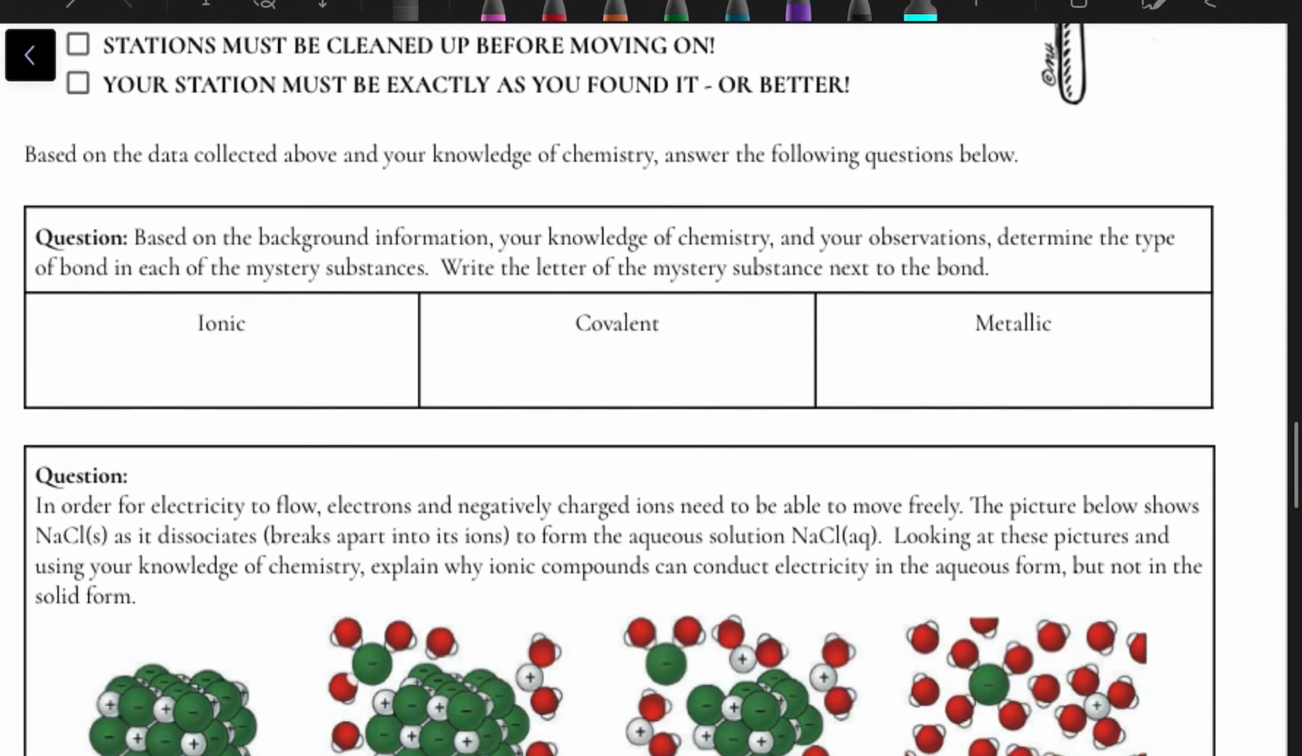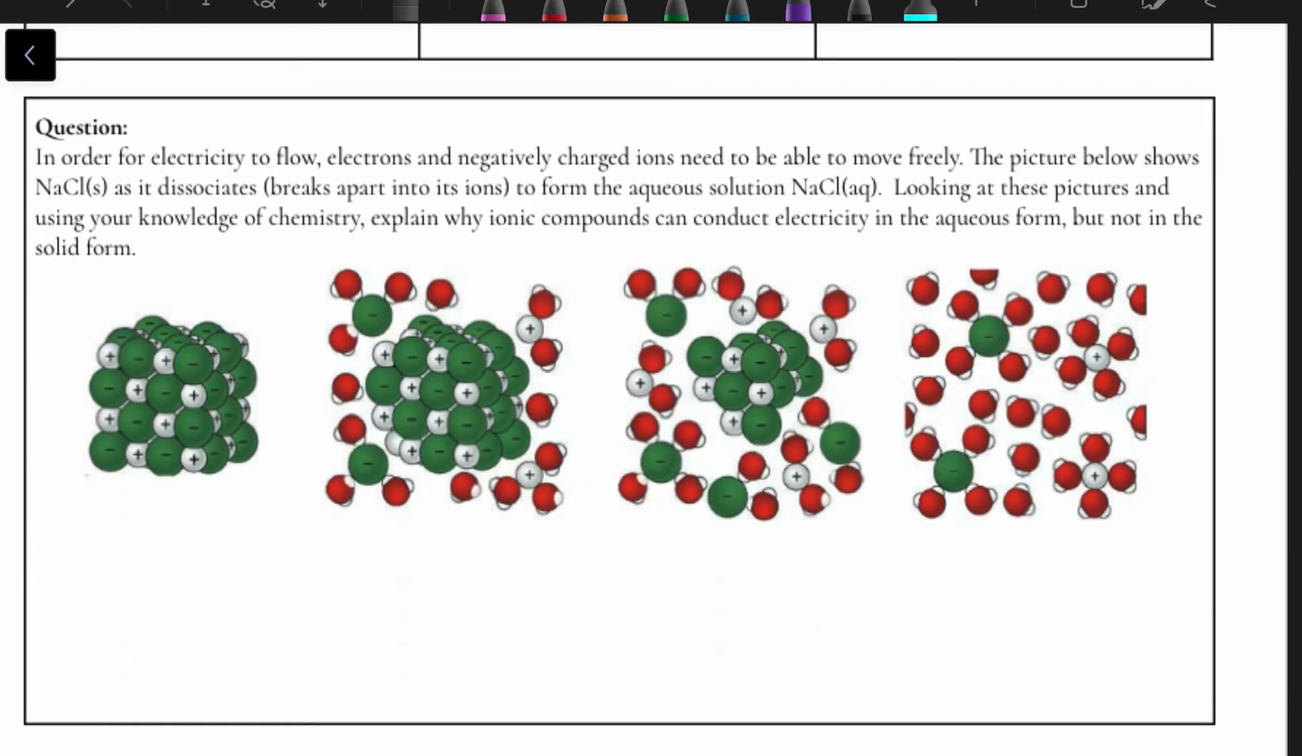Now, based on the background information and the questions you had there, you should be able to identify substances A, B, and C as either an ionic, covalent, or metallic bond. The metallic bond one is going to be a lot easier to identify, but the ionic and covalent you should be able to identify based on the results of all 4 tests. Lastly is this question, and you have this picture to base it on. Answer it as best as you can and explain why ionic compounds can conduct electricity in the aqueous form, but not in a solid form. The question gives you everything that you need to know.